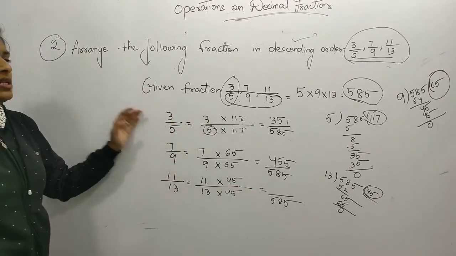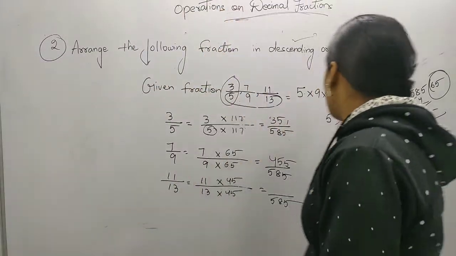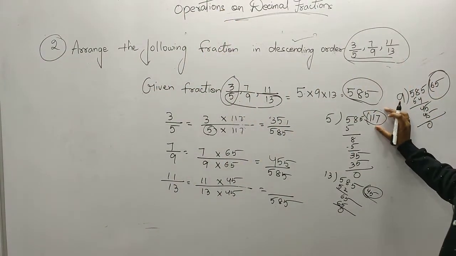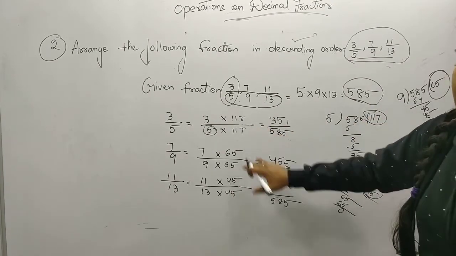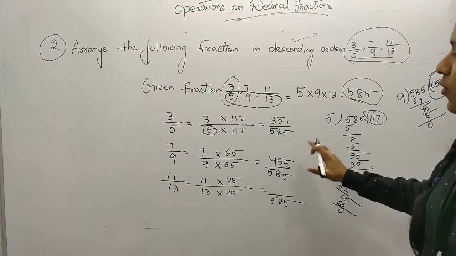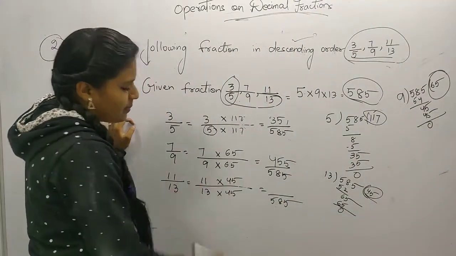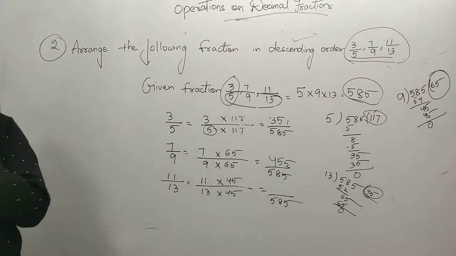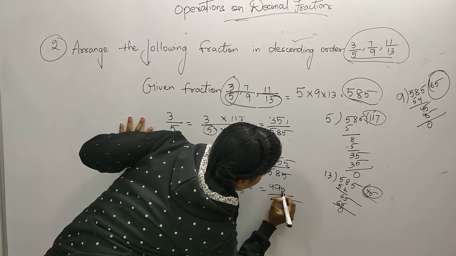Keep in your mind that the value we got from the division must be multiplied with both the numerator and denominator. Then we will get the answer very easily. So 45 multiplied by 11, how much answer will we get? 495. We got all the three values.